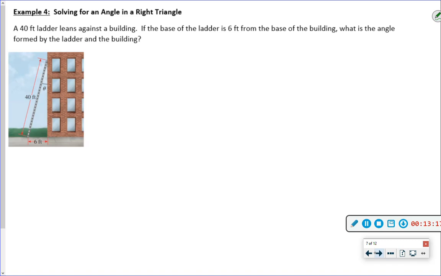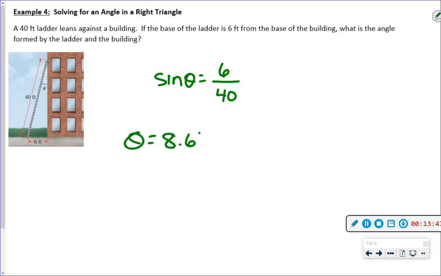A 40-foot ladder lays against the building. The base of the ladder is 6 feet from it. What's the angle formed by the ladder and the building? So you're finding this little tiny angle theta. What trig ratio are you using? Sine, because we have the opposite side, 6, and you know the hypotenuse, of course, 40. And of course, you can reduce that if you want. You punch it in, you get a small angle. 8.6. I like it, 8.6. If you rounded it to 9, I don't care. Anybody need me to type it in?